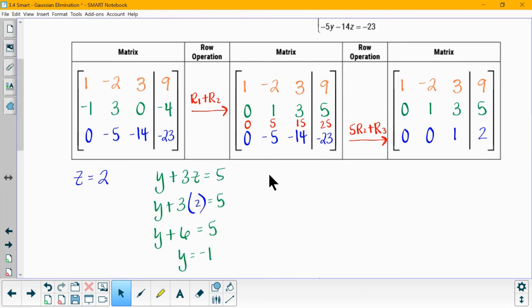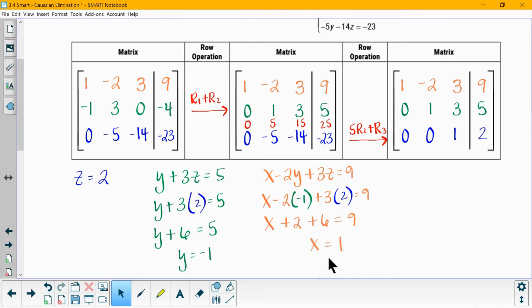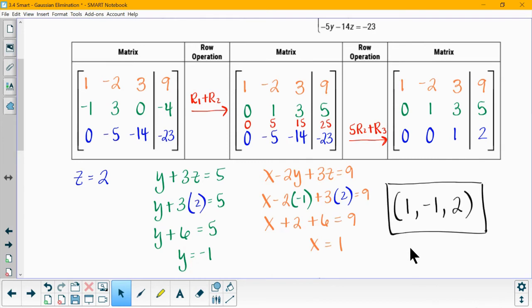Going to do the same thing for my first row, x minus 2y plus 3z equals 9. Going to plug in the two values I found. Y is negative 1 and z is 2. Do some simplification, and I'm going to solve to get x equals 1. Last step is to write this as an ordered triplet, 1, -1, 2.